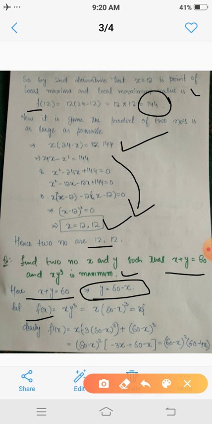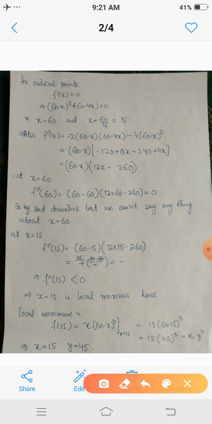Now it is also given that x into y cube is maximum. This means that we have to find the maximum value of this function by using the second derivative test. Now f dash of x is, by considering x as first function and 60 minus x cube as the second function, by using the product rule of derivative, differentiation is 60 minus x square into 60 minus 4x.